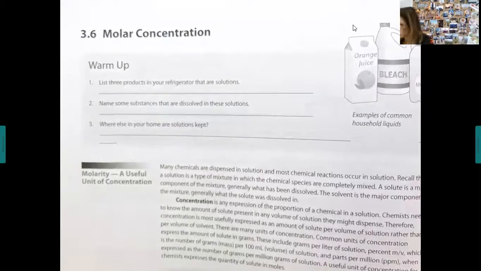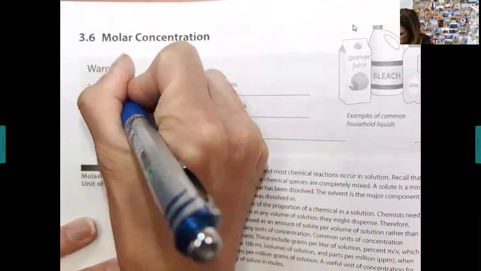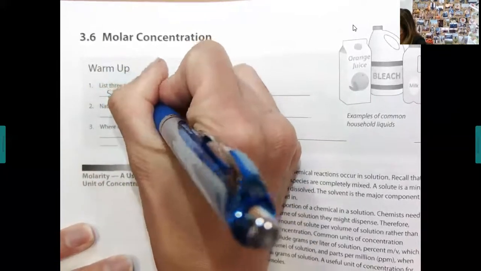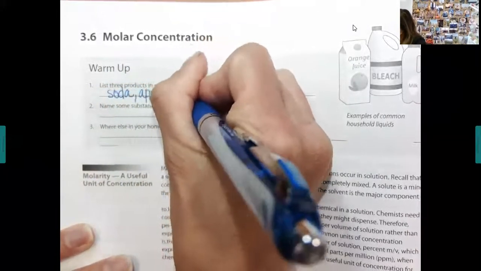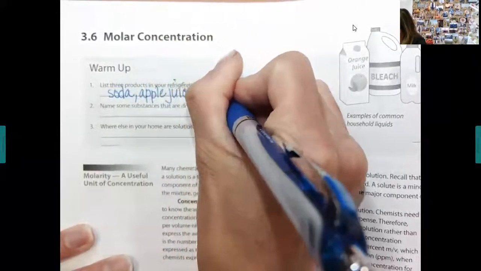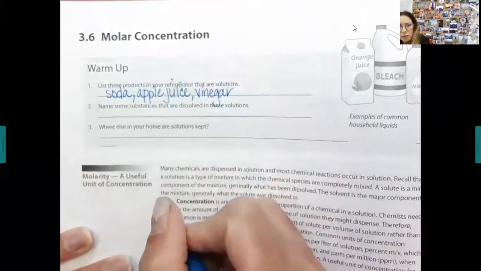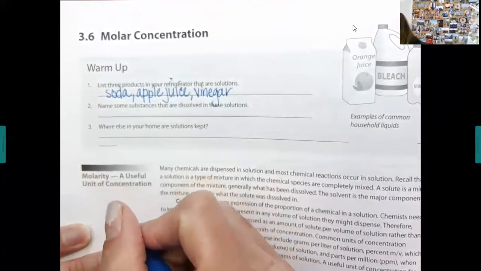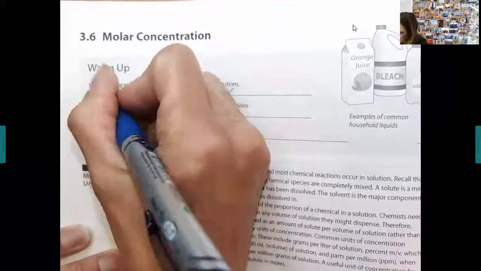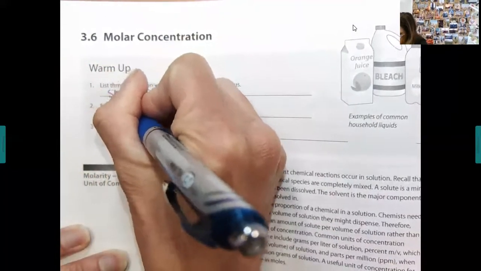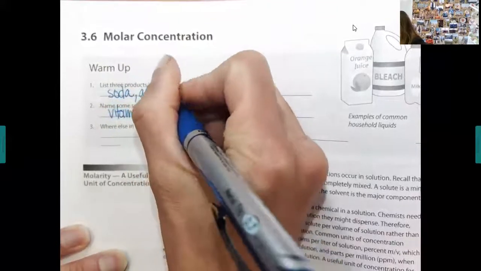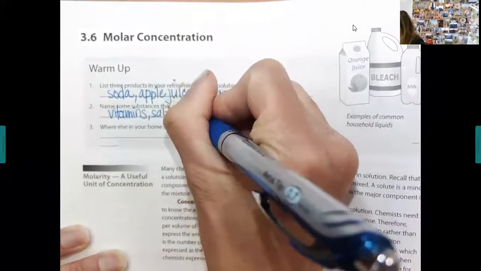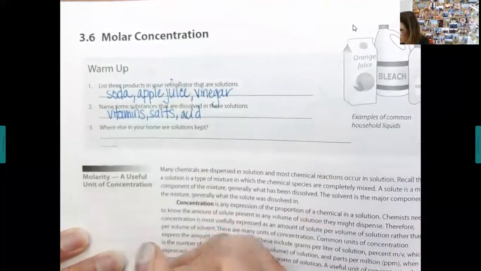Well, soda is a solution, and so is apple juice, and so is vinegar. Name some substances that are dissolved in these solutions. Well, we've got some vitamins, and we've got some salts, and we've got an acid dissolved in vinegar, acetic acid.